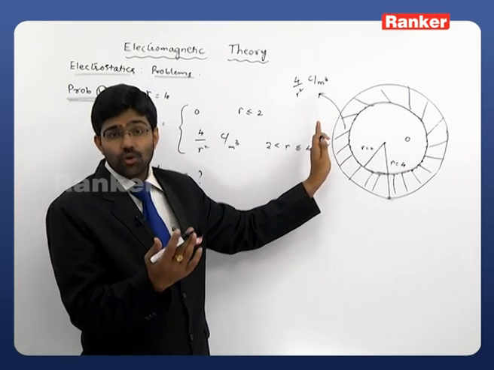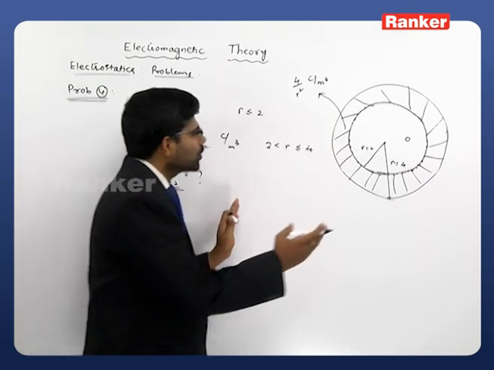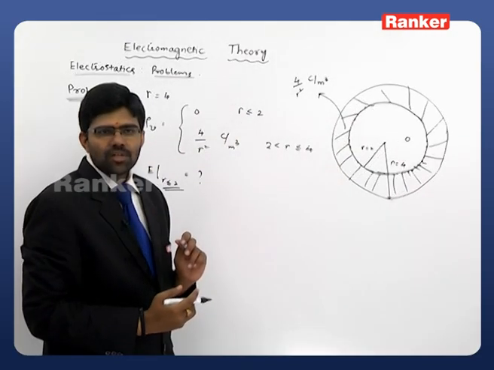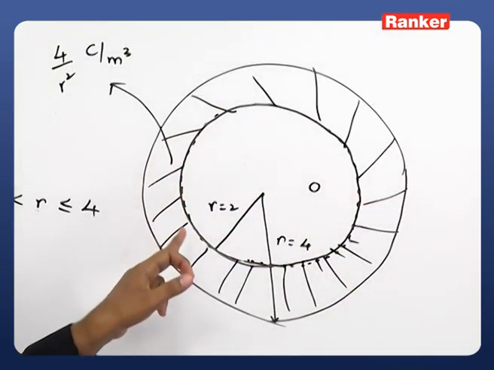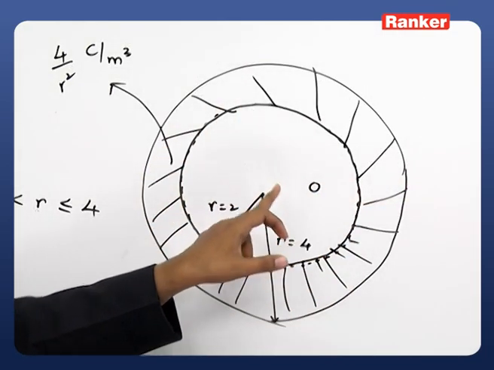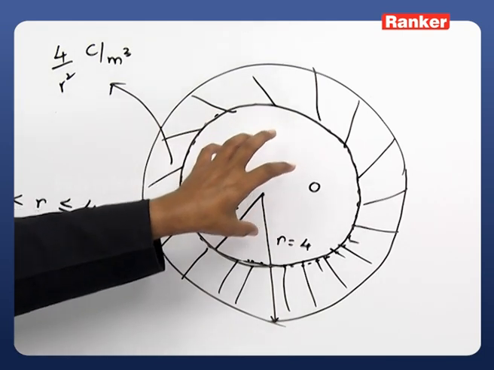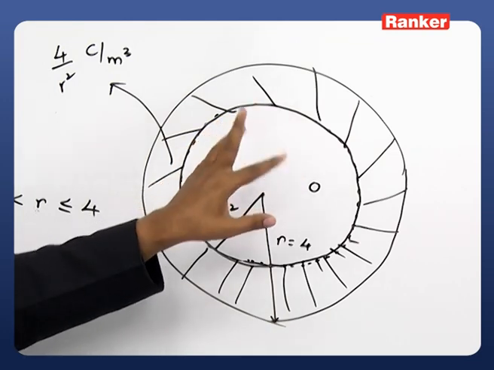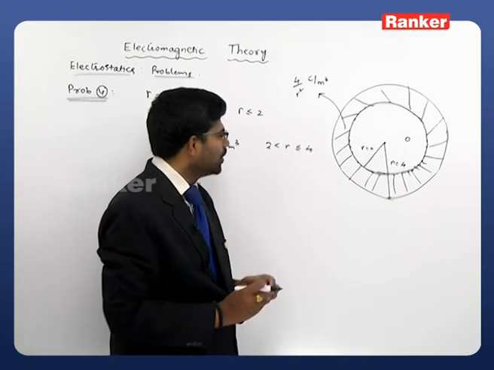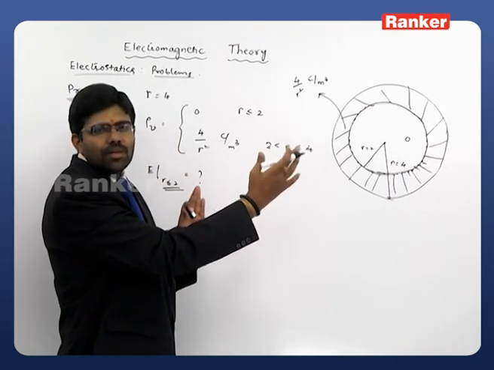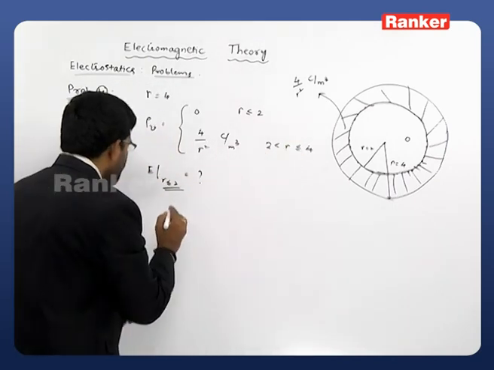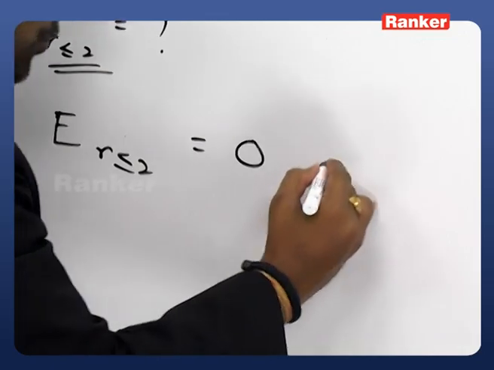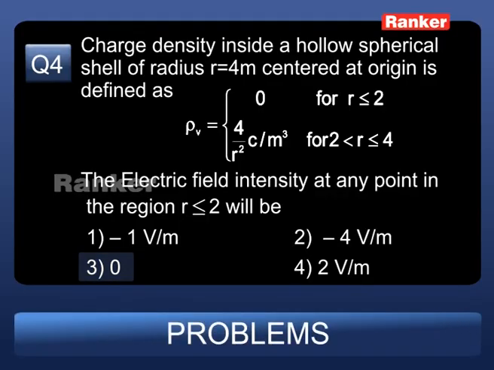Theoretically, we can also apply the Gauss law here: the total flux leaving through the Gaussian surface must equal the charge enclosed. If we consider this shell as the Gaussian surface and calculate the total flux leaving, it must equal the charge enclosed as per Gauss law. The charge enclosed within this shell is always 0, so the electric field intensity is also 0. So by applying Gauss law or by observation, the electric field intensity for the given condition r less than or equal to 2 is always 0. This is our answer.